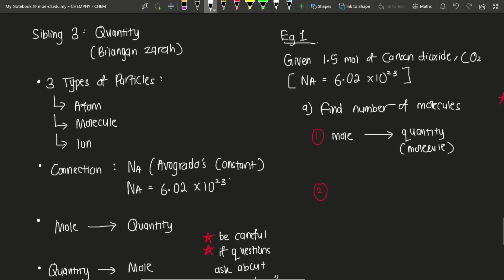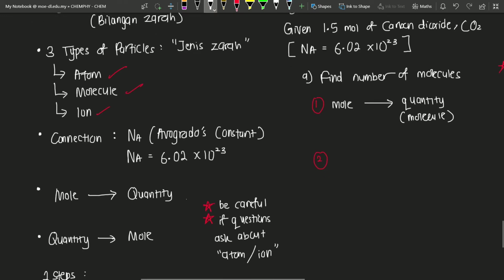So, let's take a look at our last sibling. The third sibling is quantity, bilangan zarah. There are 3 types of particle. This is a bit of recall because we already learned it in Form 4 Chapter 2, the types of particles. The first type of particle is atom, then we have molecule, and then we have ion. Atom, molecule, ion. The connection related to quantity is our Avogadro constant, Na. You don't need to memorize it, the question will give it. Na is fixed, which is 6.02 times 10 to the power 23.